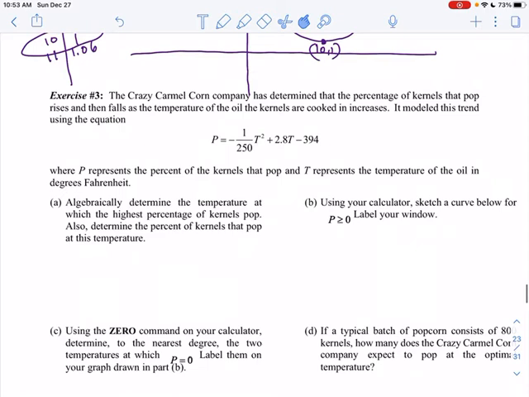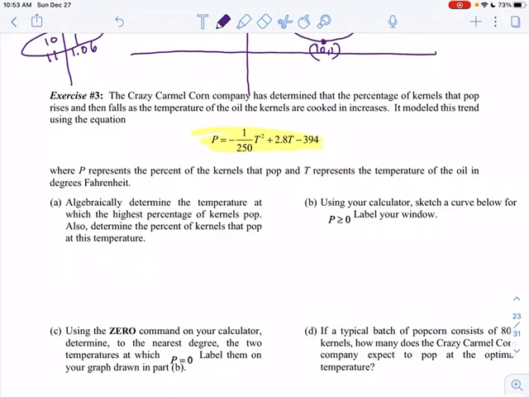The Crazy Caramel Corn Company has determined the percentage of kernels that pop rises and falls as the temperature of the oil that the kernels are cooked in increases. It's modeled this trend using this equation. So here's the equation that you're going to put into your calculator.